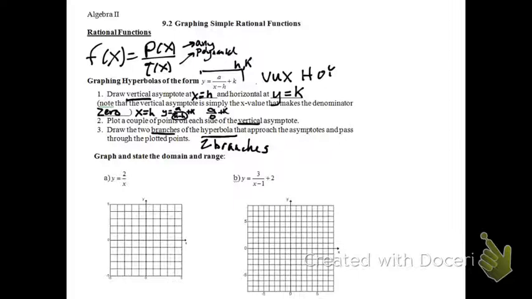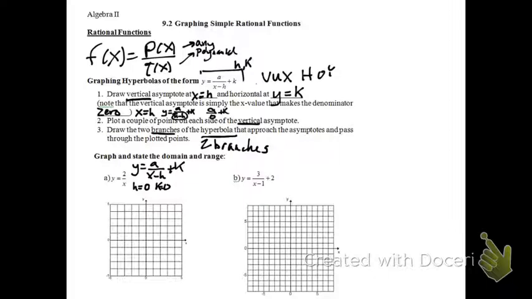Now, in this particular example, you'll notice we have y equals 2 over x. If we compare it to that general form, y equals a over x minus h plus k, you might think, well, I don't see an h or a k anywhere. I do see an a value up there. That is your a value. However, there is no h and k. Well, if there is no h or k, that just means the h value is 0 and the k value is 0.